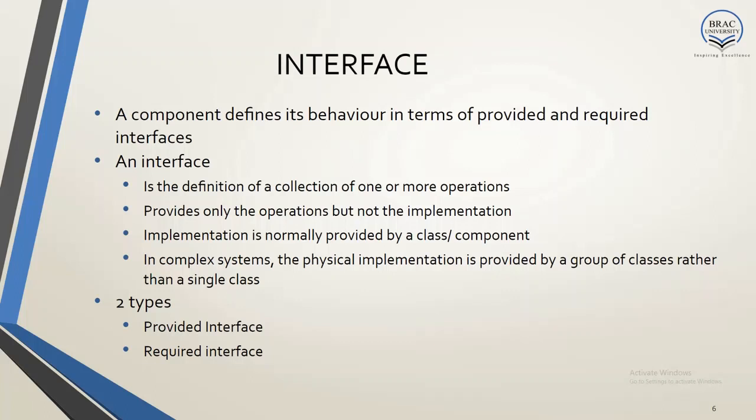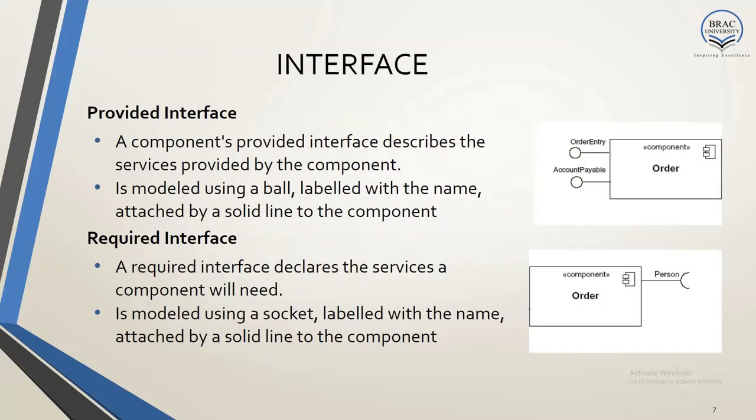There are mainly two types of interface. One is the provided interface, another is the required interface. The provided interface defines what services or functionalities the component can provide to its environment, and it has a ball notation, labeled with a name on top of it. For example, this order component can provide order entry related functionalities and accounts payable related functionalities to its environment, which other components can use.